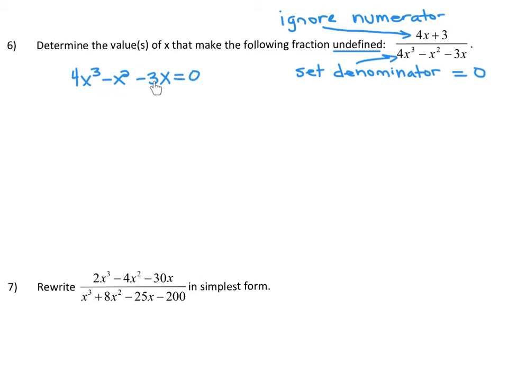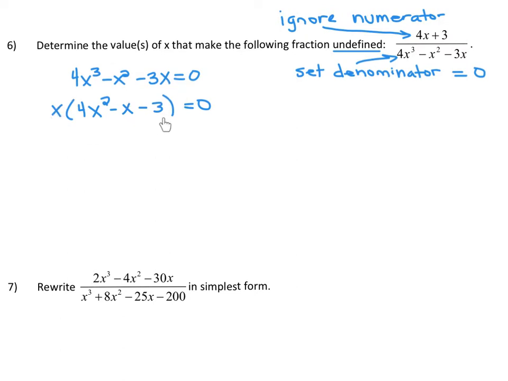Now, in order to solve this, we're just going to factor and then make a t-chart. So to factor this, the first thing we say is, can I factor out a greatest common factor? Which, yeah, we could totally do that. We could pull out an x, which leaves us with 4x squared minus x minus 3 equals 0. Okay, so we just pulled an x out of each of these terms.